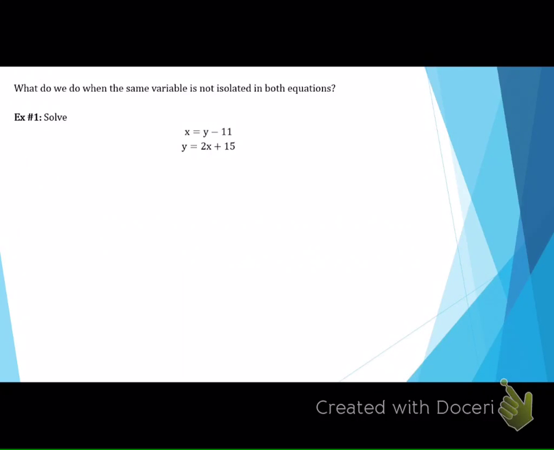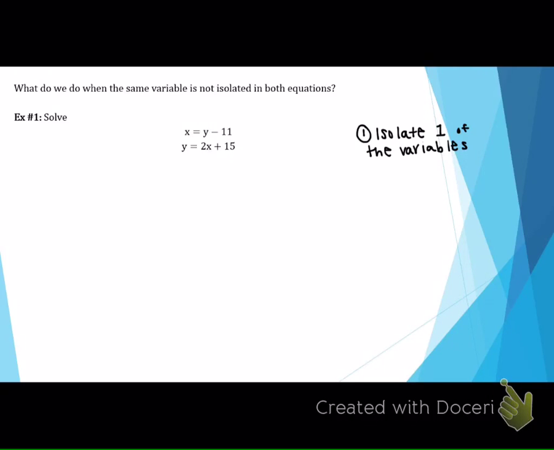So let's start here. So the first question is, what do we do when the same variable is not isolated? So when you're talking about substitution, the first thing you want to do always is isolate one of the variables. And make sure it's the easiest one. If that's already done, you don't have to worry about it.